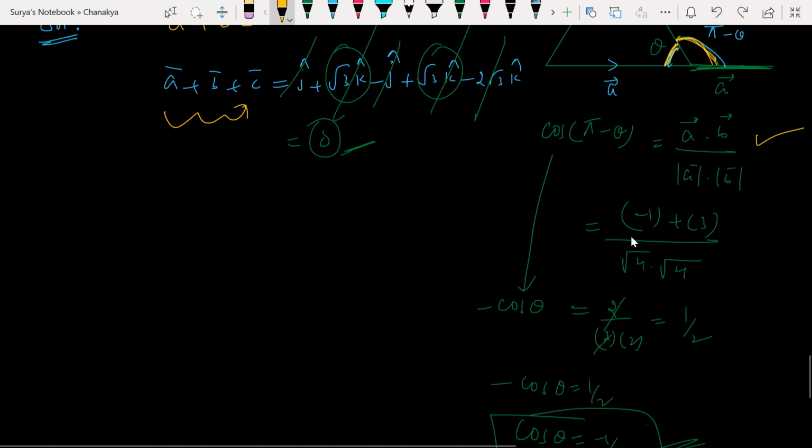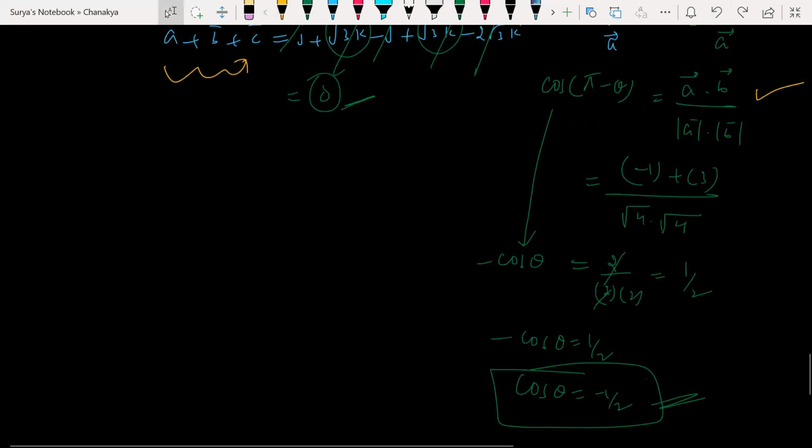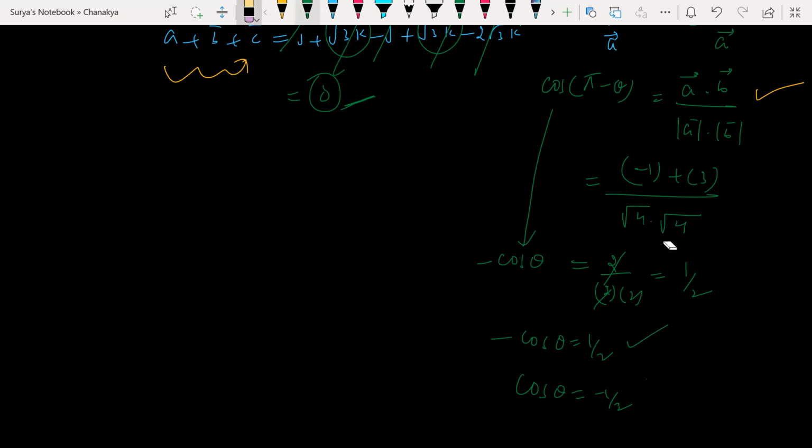Root 4 into root 4 gives me what? Simple, 4. The square root of 4 is 2. So 2 will get cancelled, 1 by 2. So cos theta is what? 1 by 2. So minus cos theta is equal to 1 by 2, which means cos theta is equal to minus 1 by 2, of course.